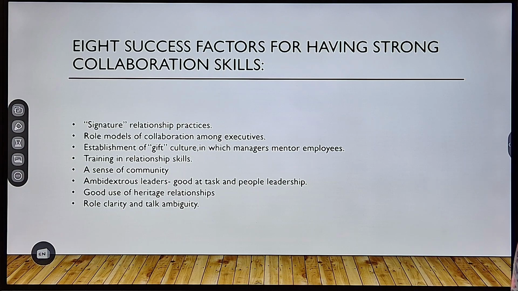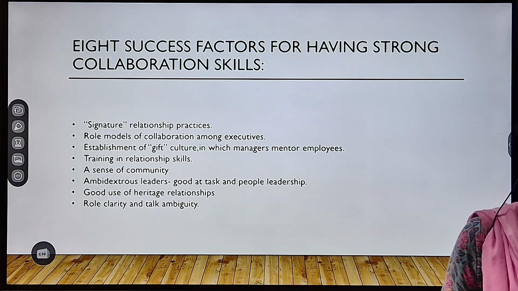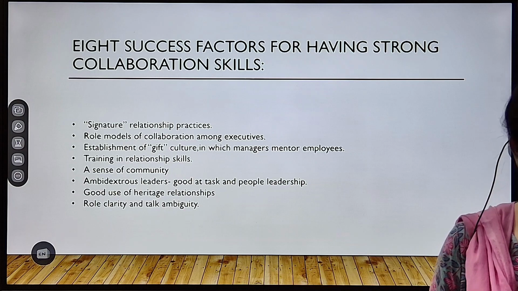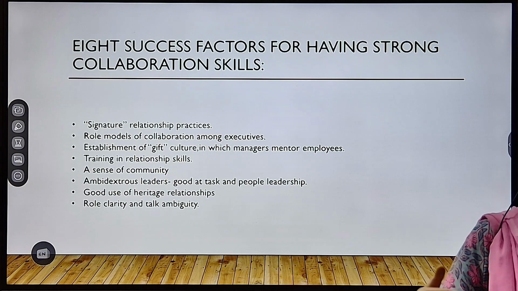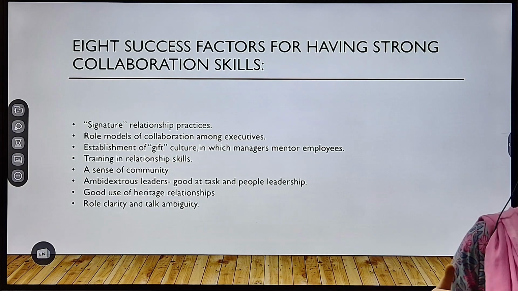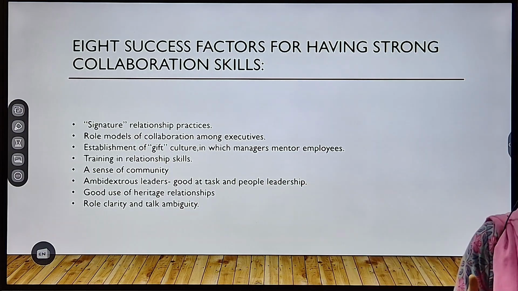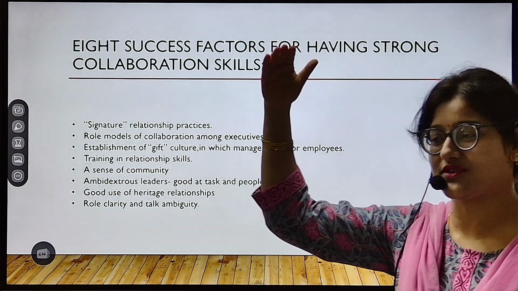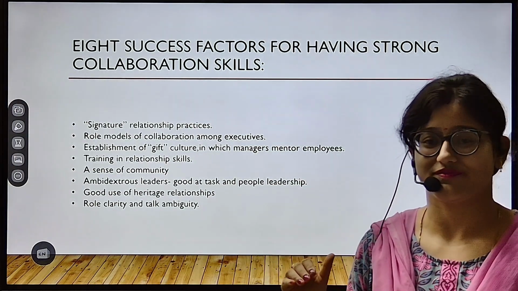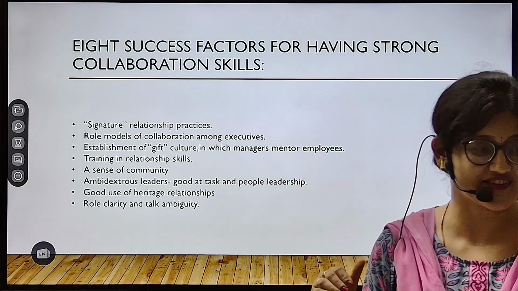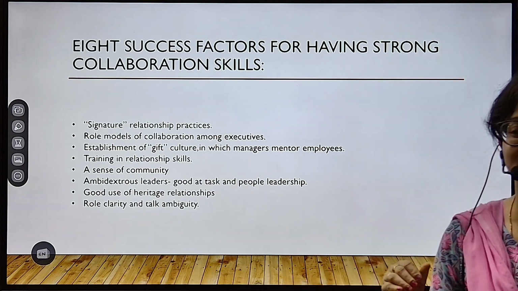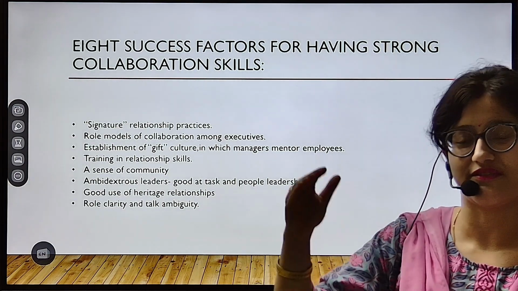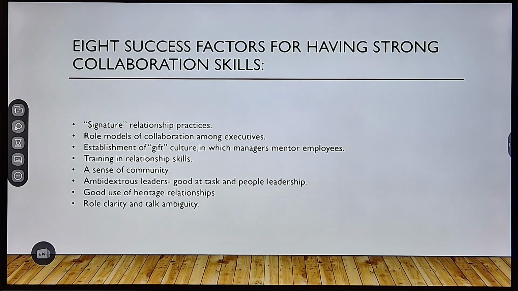Use of heritage relationships. Heritage means old. In an organization, what will you say? In the organizational context, that formal structure, that formal hierarchical structure, is the heritage. Who will be at the top in a formal structure? The CEO, below that the directors, after directors the managers would be there, level wise. So that is called your good use of heritage relationships.